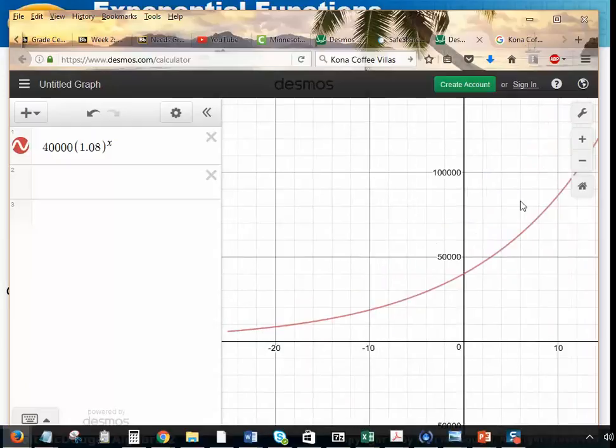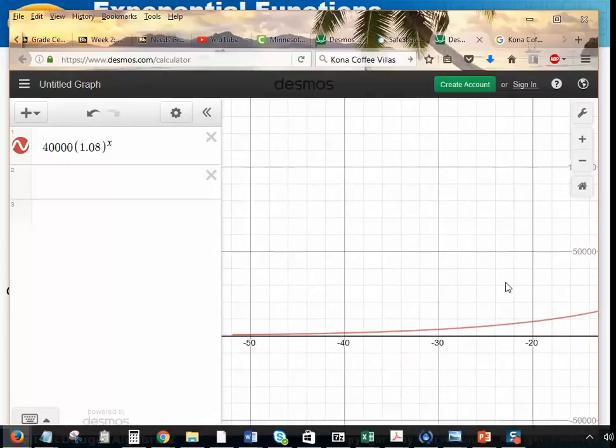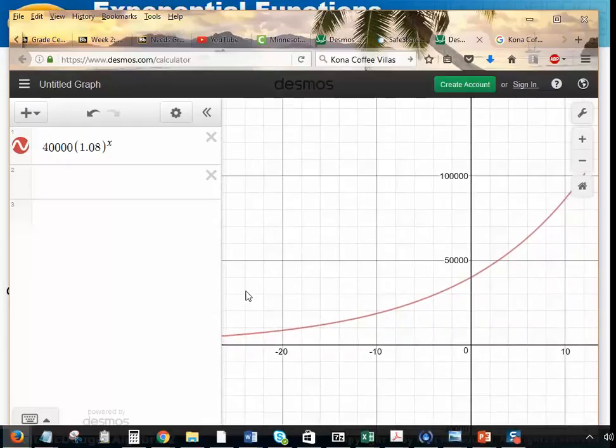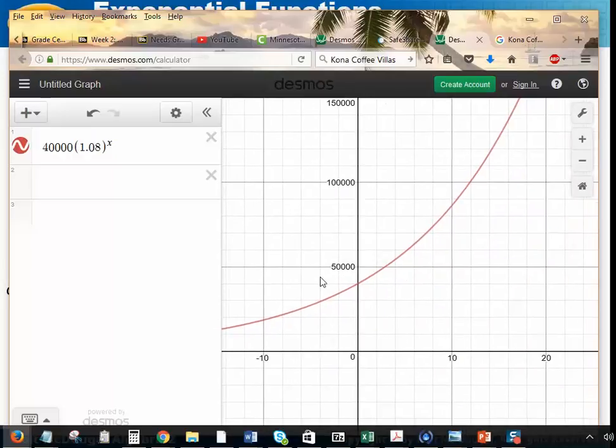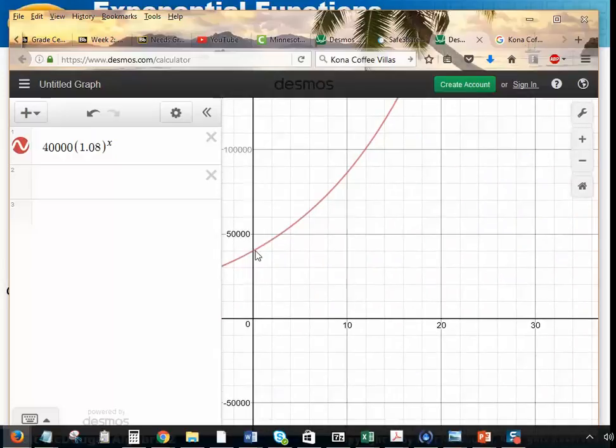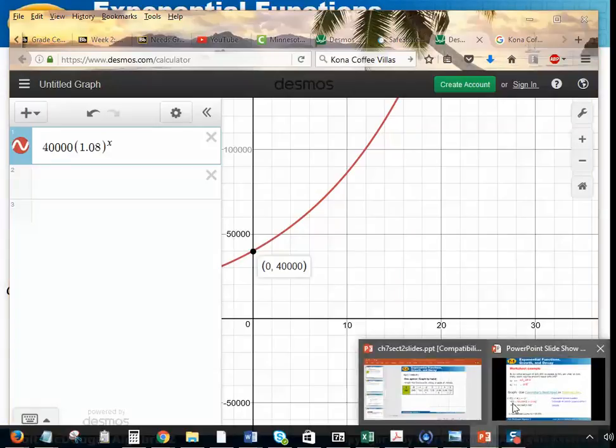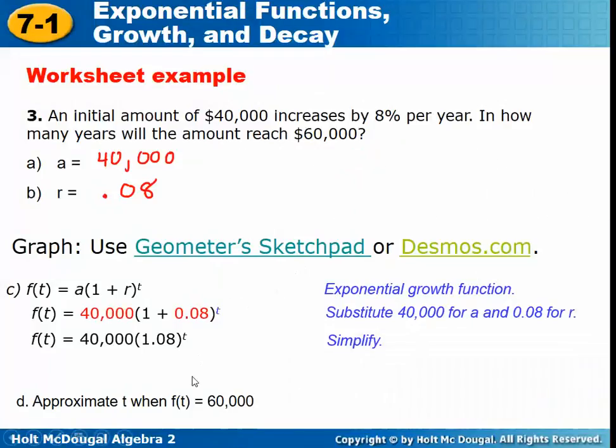All right, so now we can see that there's my negative values, which I don't really need to worry about because I don't have negative years. I'm really starting here at 0. When I first put the money in, it's at 40,000. One of the nice things about Desmos is that you can click and you can get values of points. So there's my starting value right there. Now my problem asked me to find when is f of t going to be equal to 60,000?